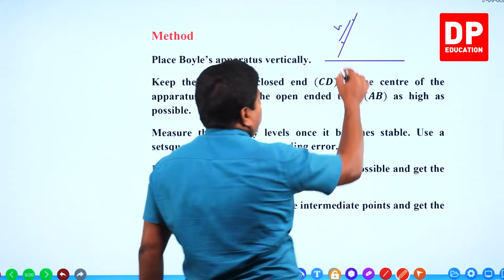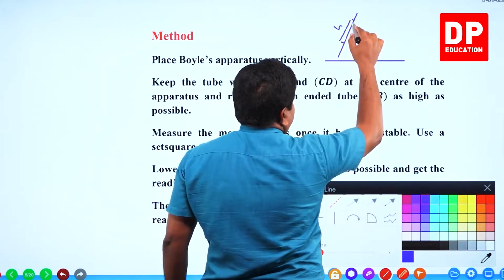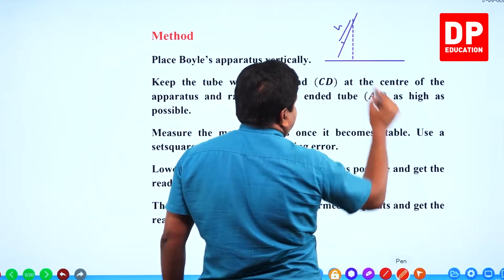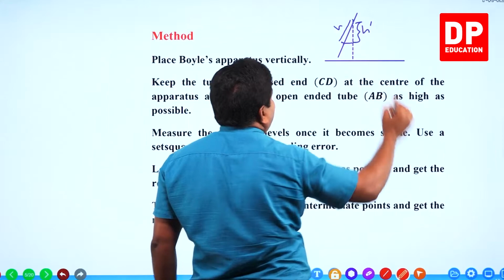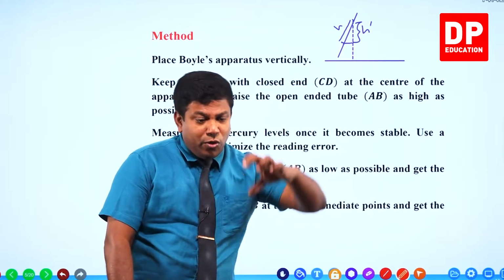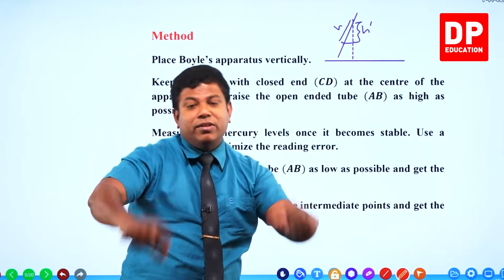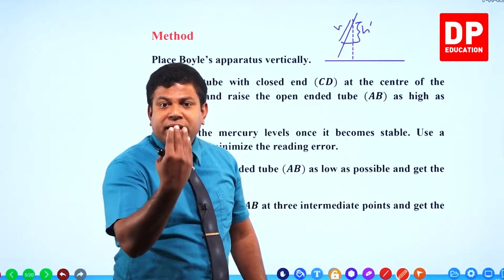Then the vertical height is going to be something else. See, when you draw the vertical line, this is what the pressure-giving height is going to be. Then if you don't keep it vertically, what you measure as h and what the actual vertical height is will be different. So make sure Boyle's apparatus is kept vertically.